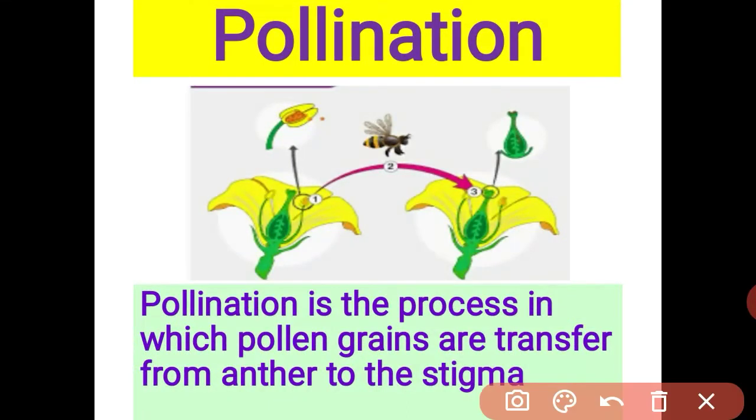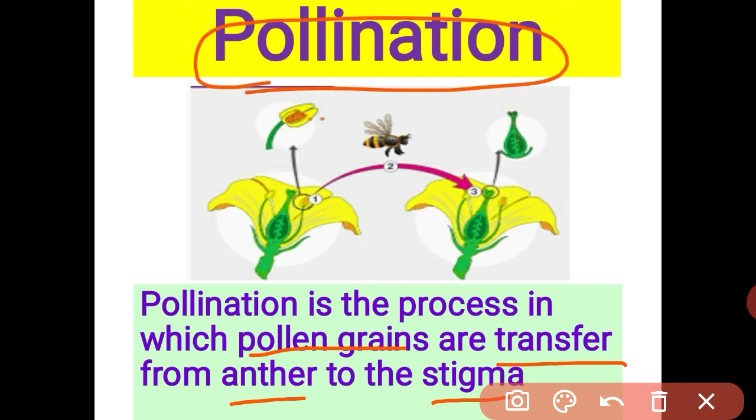See students, pollination is a process in which the pollen grain, the male gamete, is transferred from the anther to the stigma. This process is called pollination. Understood what is meant by pollination?